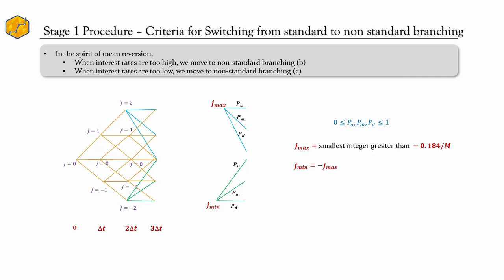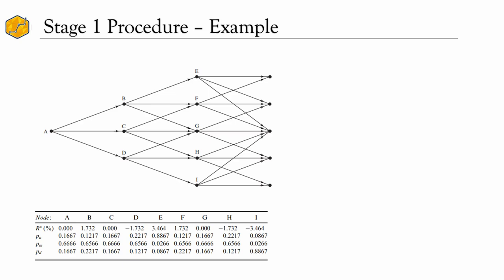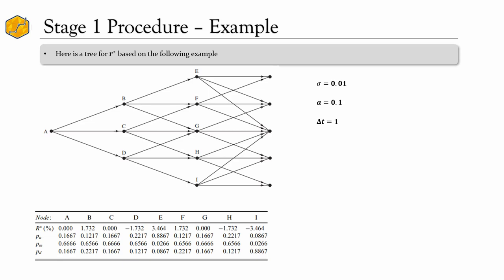So let's perform the stage one calculations that we discussed so far. This one example is taken from Hull's book. You can see that we have the value of probabilities calculated at different nodes in the table below, along with the value of R star at different nodes. And the conditions are given in this example. Sigma equal to 0.01. Speed of mean reversion A is 0.1, and the time step we are considering is 1. It's 1 year, but it's 1. So let's perform all these calculations in Excel.